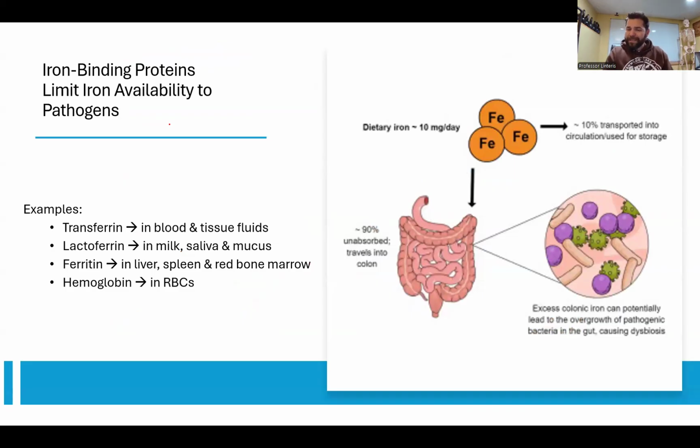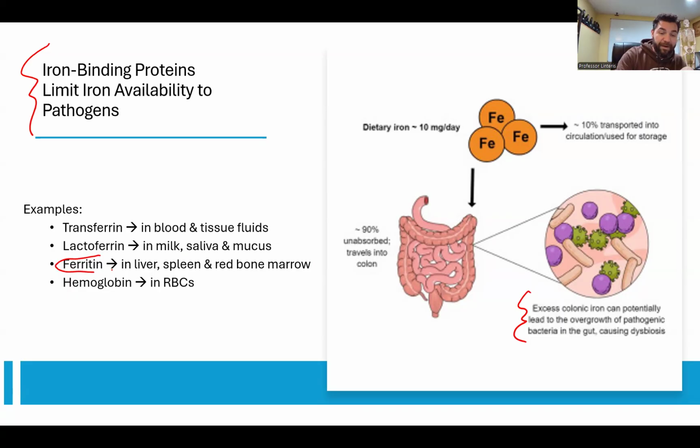Bacteria, specifically, this relates to the gut, but bacteria need iron. We have iron. Sometimes we have a lot of iron. So one thing that we have, which is kind of like a backwards way to prevent bacterial growth, I guess, we have iron binding proteins, right? What they do is they bind up iron. So the bacteria doesn't have all of this available iron to grow, right?